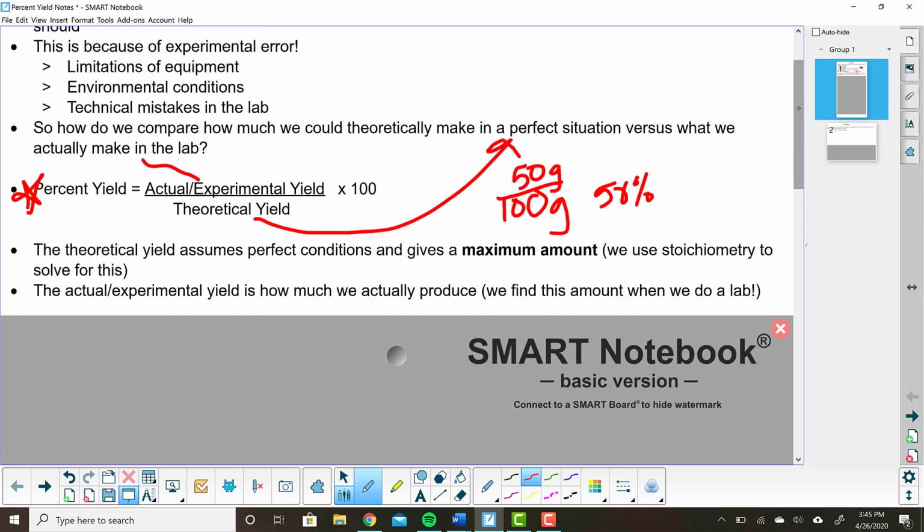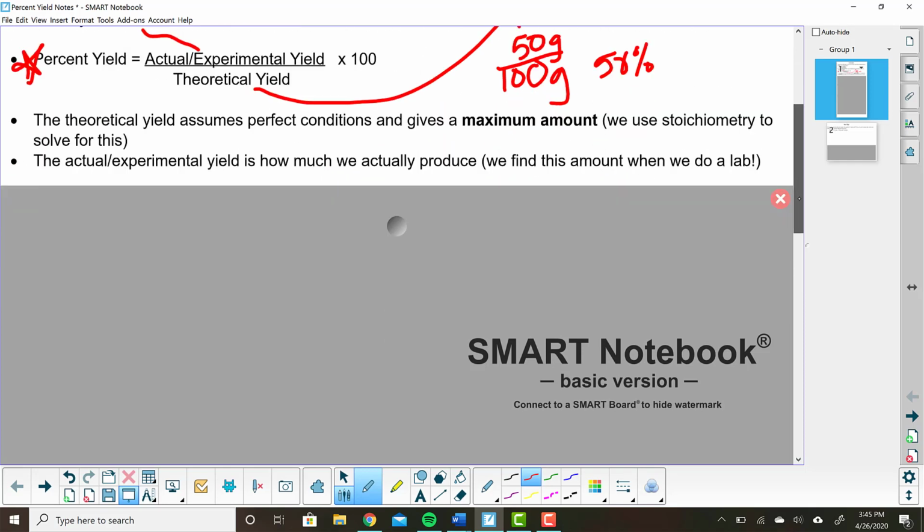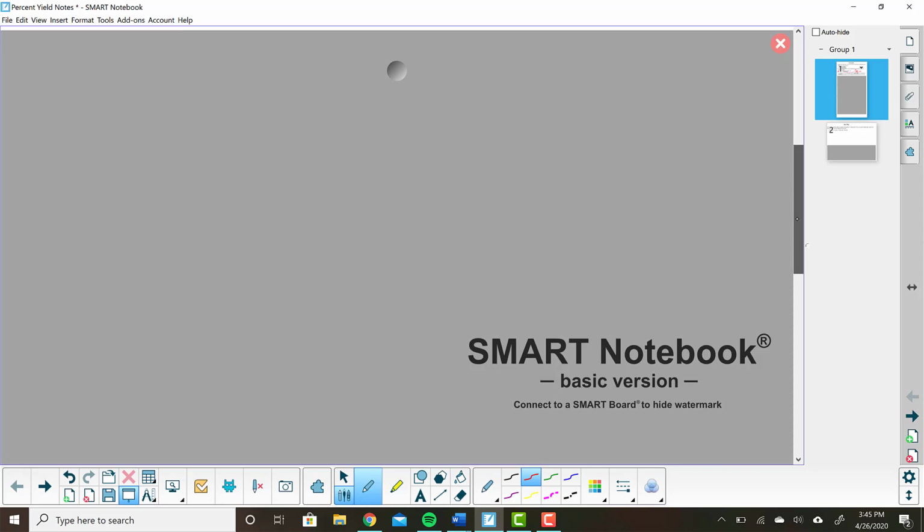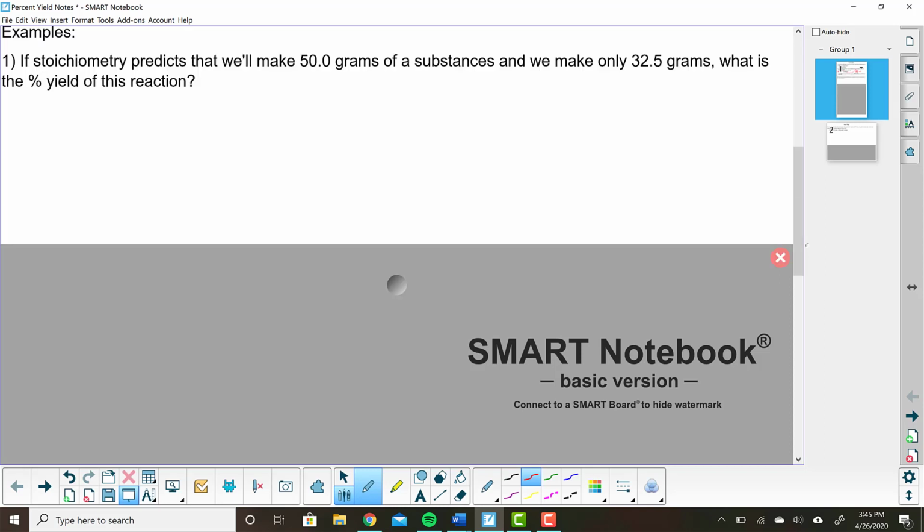So let's look at mathematically how we can use this formula. So example 1 says, if stoichiometry predicts that we'll make 50 grams of a substance and we only make 32.5 grams, what is the percent yield of this reaction? So we can start by first addressing the question. We need to figure out what is the theoretical yield and what is the actual yield.